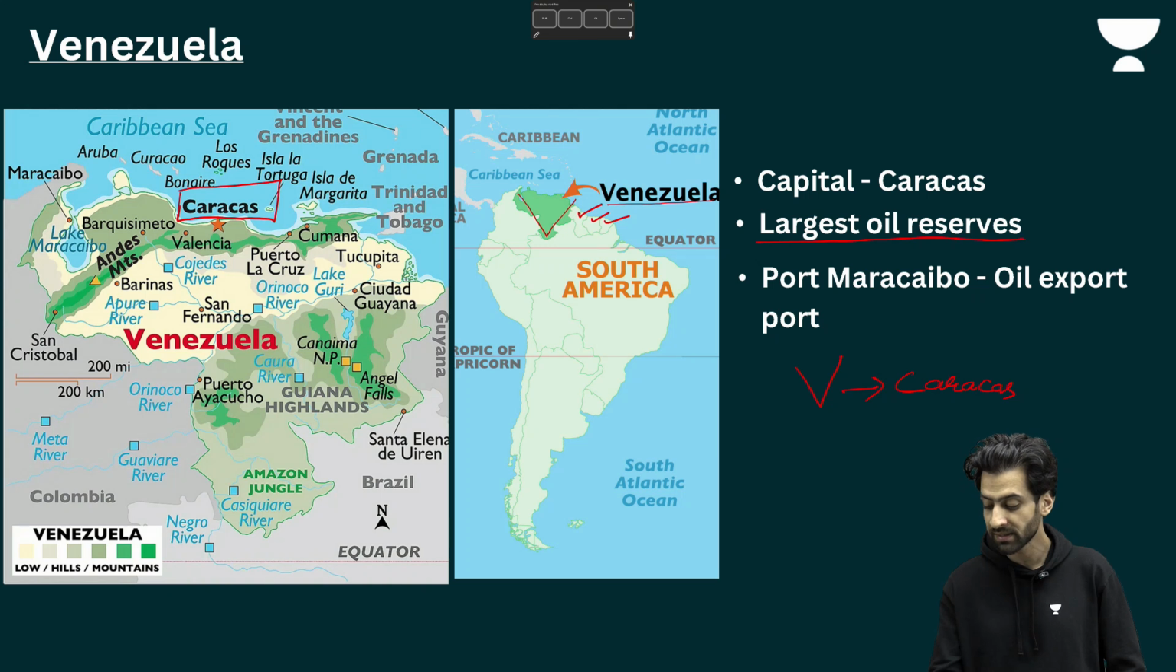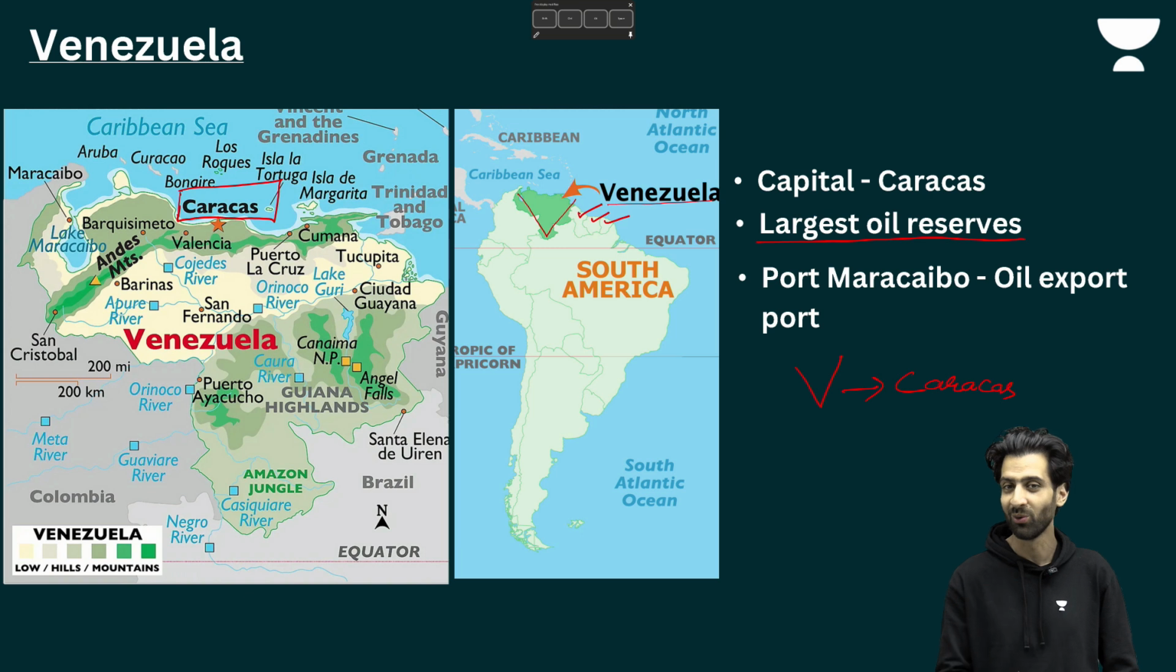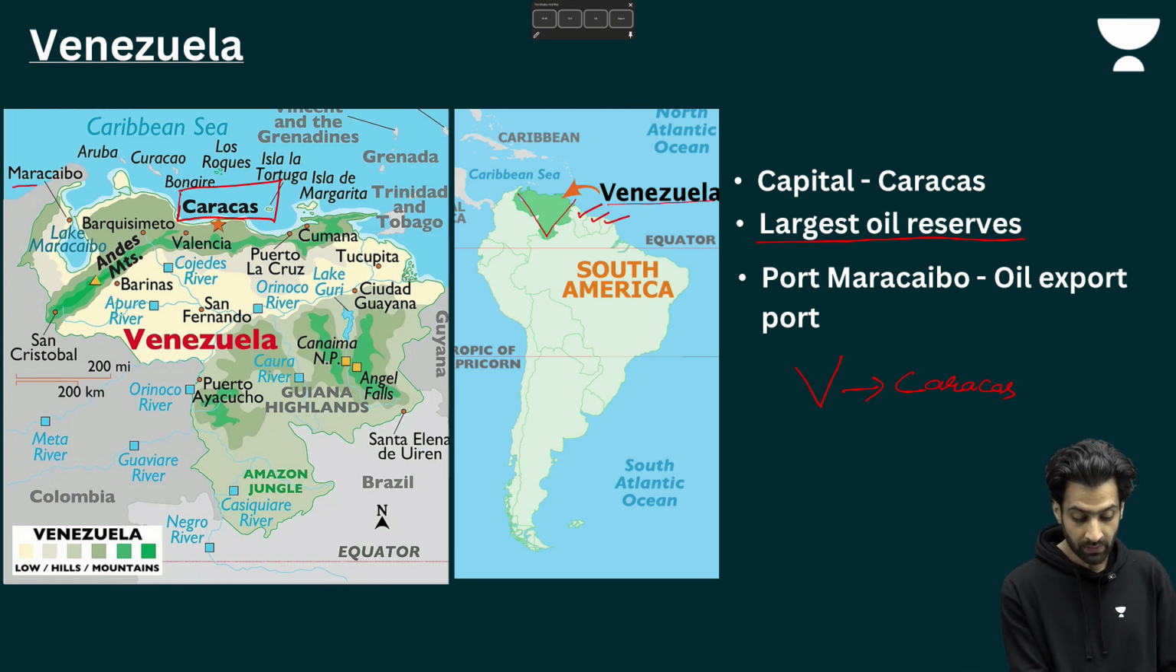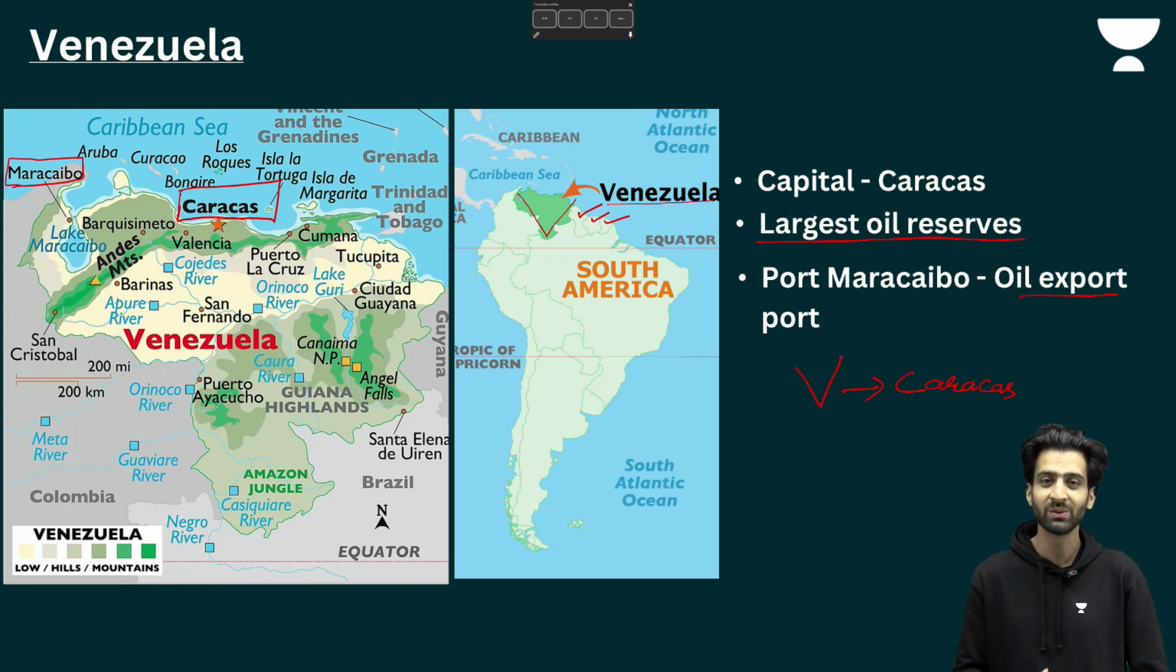Largest oil reserves. Maybe you are wondering that it should be somewhere in the Middle East, but no. Venezuela has the largest oil reserves in the world. And here you can see is the Maracaibo. It is a port. Port Maracaibo is an oil export port, because if you have so much oil in your country, you have to export it as well. This port is used for that purpose.